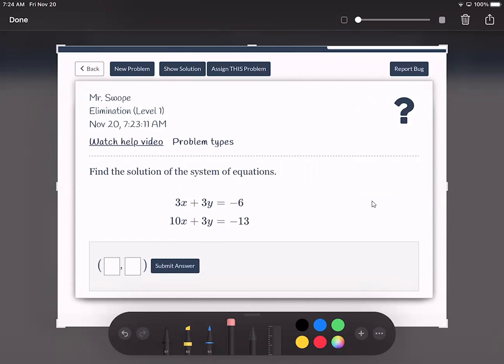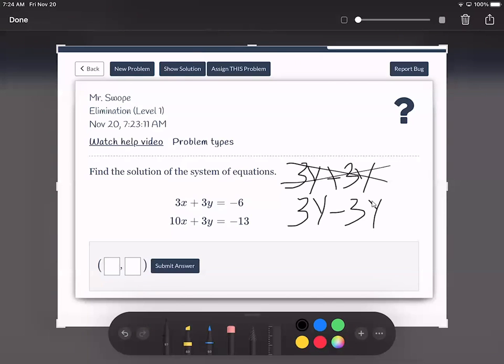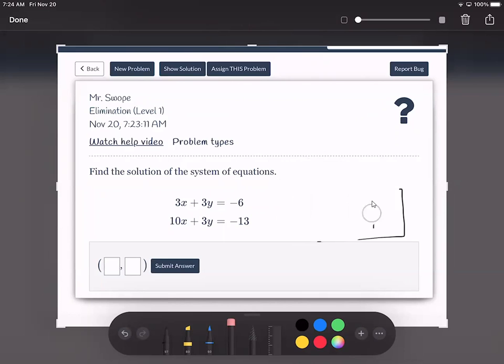You could just check really quick. Is 3y plus 3y going to cancel out? Or is 3y minus 3y going to cancel out? 3y plus 3y would be 6y, so that doesn't work. But 3y minus 3y would be 0, so it does cancel out. Based on that, we are going to subtract these equations.